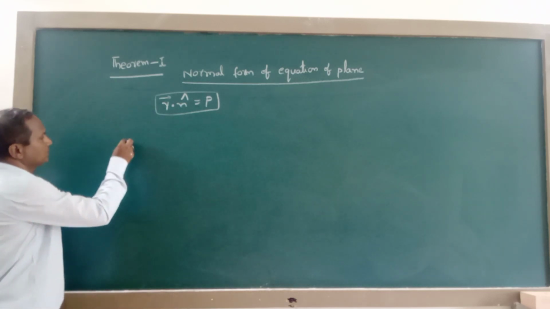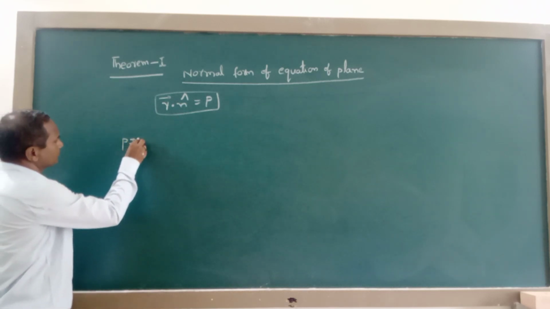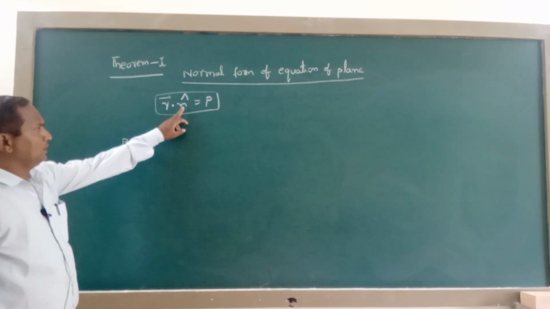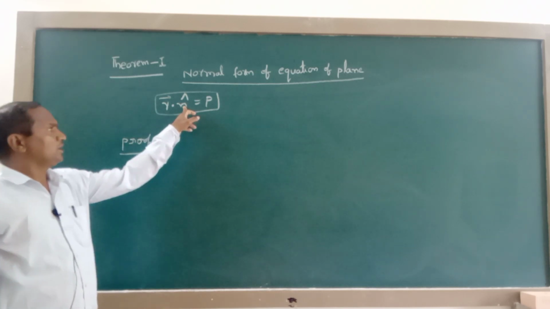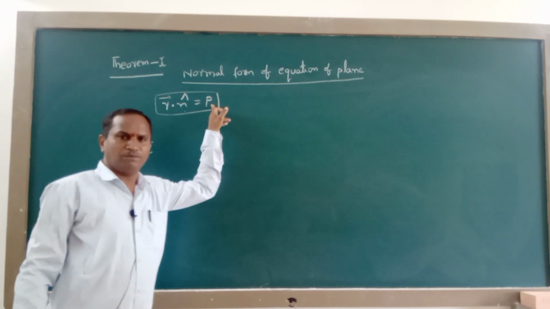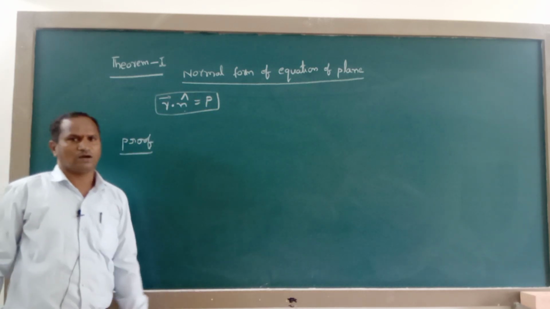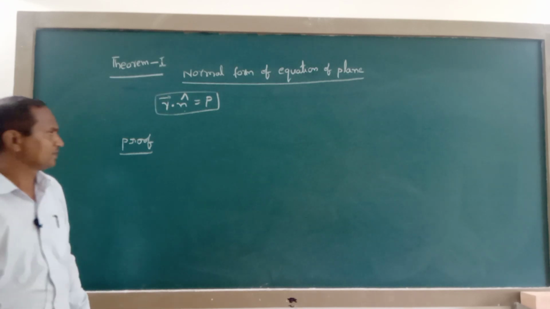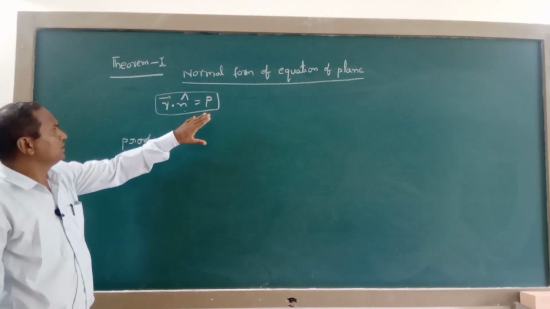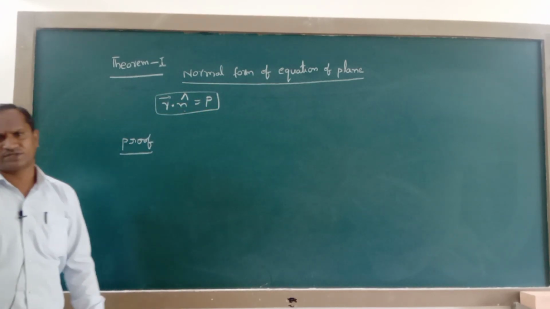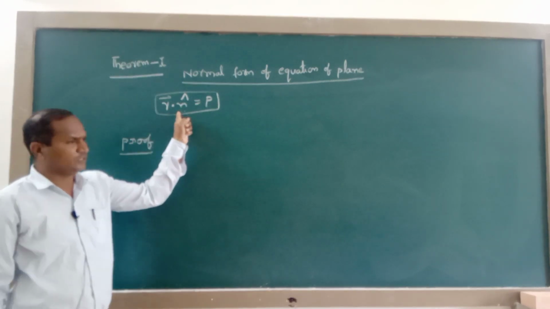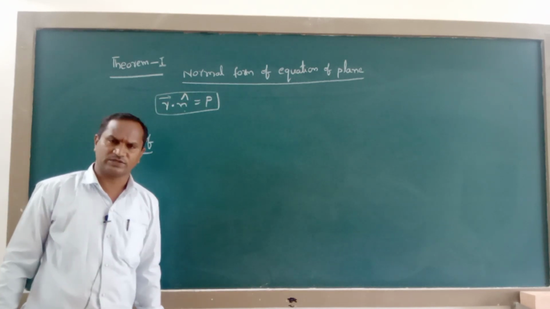Now the proof for this. Here n cap is the unit normal vector, and p is the length of the perpendicular distance from the origin to the given plane. We are going to give this normal form of the equation of a plane in both vector and Cartesian forms. The first one is the vector form, and with its help we will give the Cartesian form also.